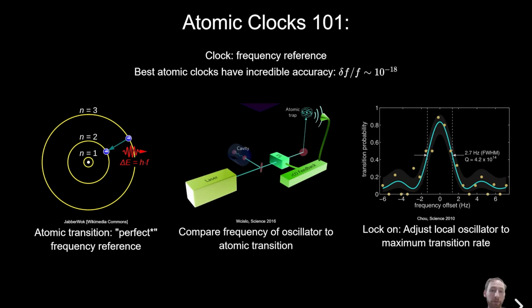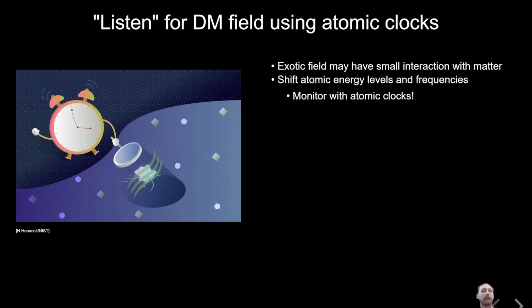And the key here is that atomic clocks have truly incredible accuracy, with relative fractional frequency uncertainties of parts in 10 to the 18 or even less. So these are incredibly precise devices. The idea is to use these incredibly precise sensors to search for dark matter.